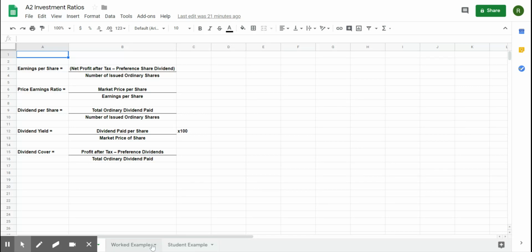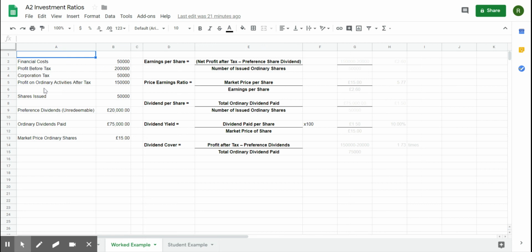So we'll have a quick look at a worked example. Okay, here we've got the bottom part of a company income statement. I could put the finance costs in there, but I don't really need to for any of these ratios. Then we've got profit before tax, 200,000, corporation tax, 50,000. So the profit on ordinary activities after tax for this business is £150,000. They've got 50,000 shares issued, preference dividends, and these are unredeemable preference shares, of £20,000, and they paid a dividend of £75,000. And the shares are quite expensive because they are £15 a share.